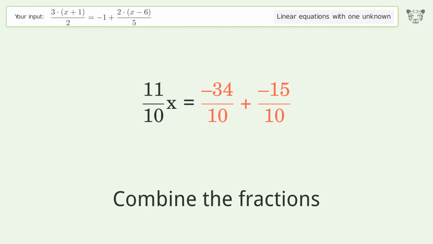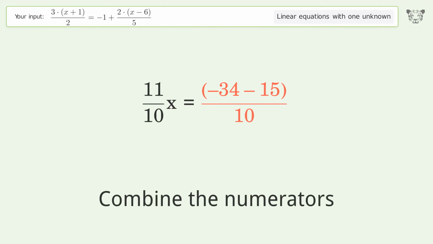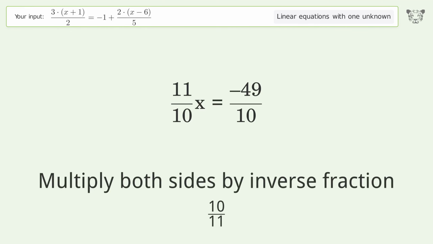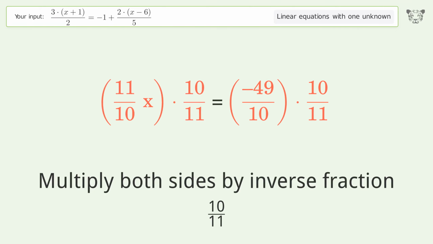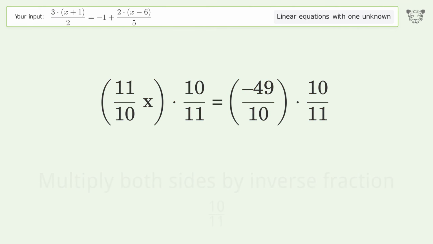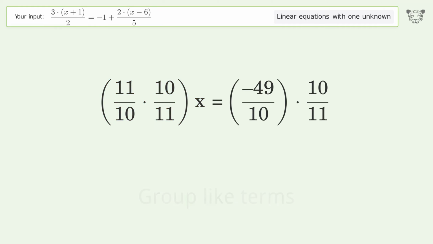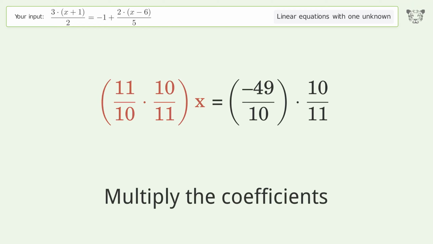Combine the fractions. Combine the numerators. Isolate the x. Multiply both sides by inverse fraction 10/11. Group like terms. Multiply the coefficients.